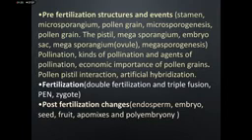Then economic importance of pollen grains, pollen-pistil interaction, and finally artificial hybridization. In the fertilization topic, a few topics are to be discussed. They are double fertilization and triple fusion, then primary endosperm nucleus, then zygote, then post-fertilization changes. You can study endosperm, embryo, seed, fruit, apomixis, and polyembryony.